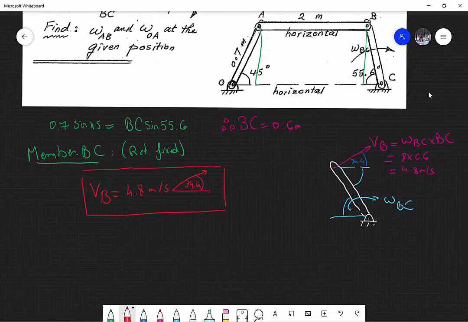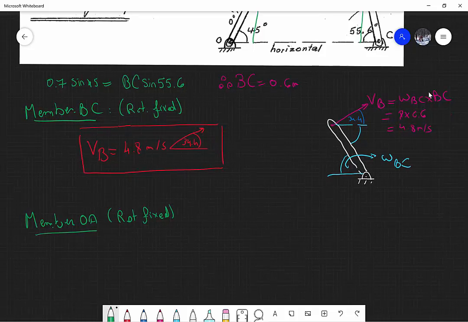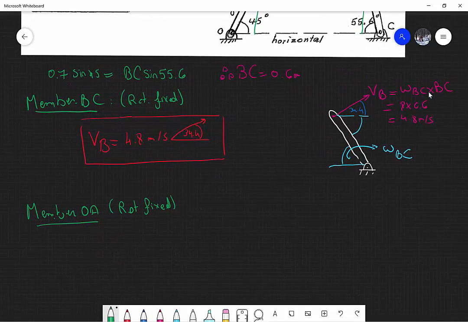So let's start with member OA. Member OA is rotating around a fixed axis, so it will be solved using the same method. So let's draw it first.